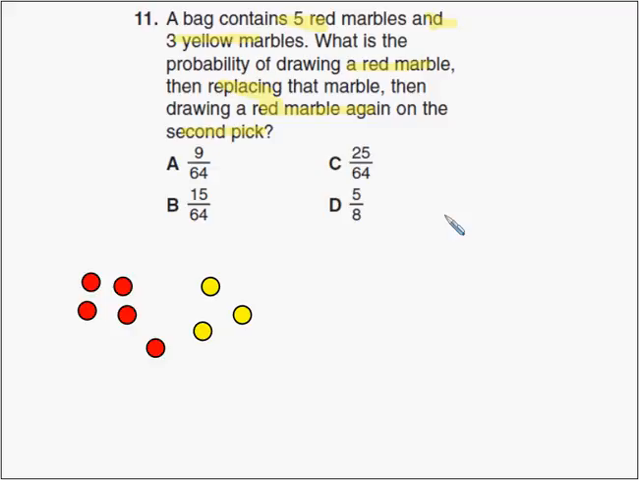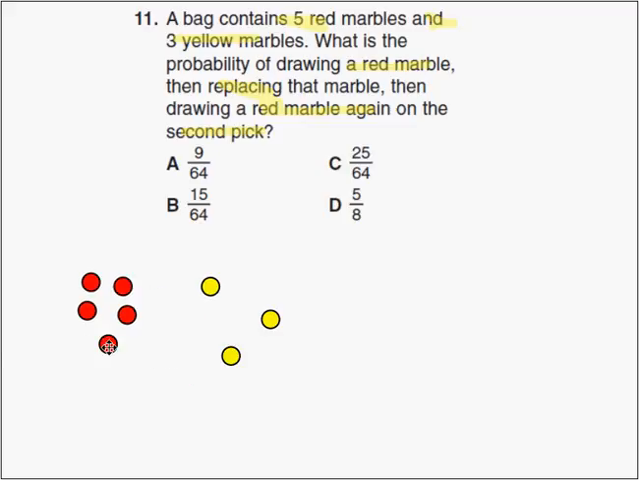A dependent event would mean I take a marble and I don't put it back, and then I draw another marble. And every time I draw a marble, the probability changes because there are fewer marbles. Independent events is when I take a marble and then I put it back. And then I try again and take a marble, maybe this time a red one, and then I put it back.